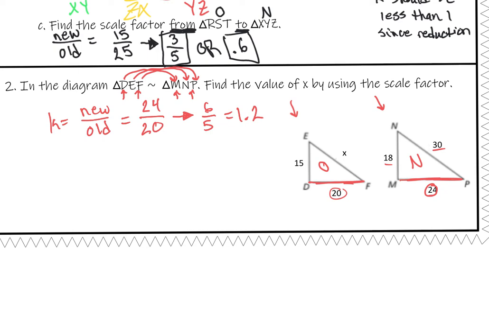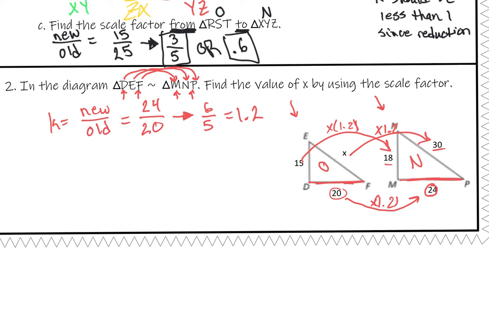Let me clarify exactly what this means. What we're saying is we're doing 20 times 1.2 to get 24. We're going to do 15 times 1.2, right? 15 times 1.2, should put parentheses here, which means we're also going to do x times 1.2 to get that side, right? Every single side is being multiplied by the same scale factor, 1.2. That's how the triangles remain similar.